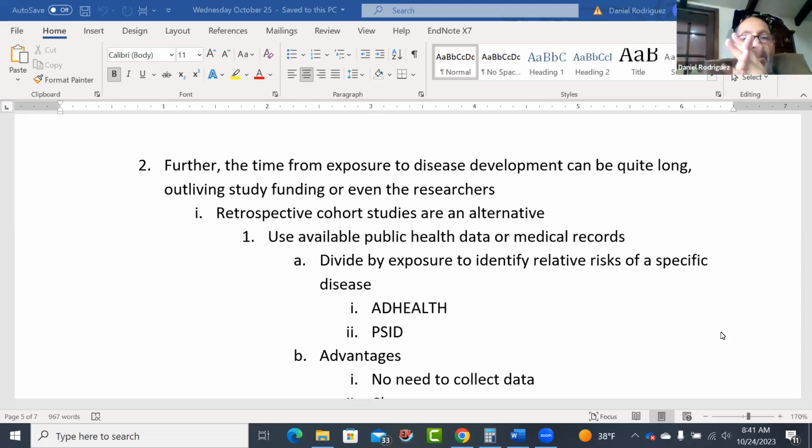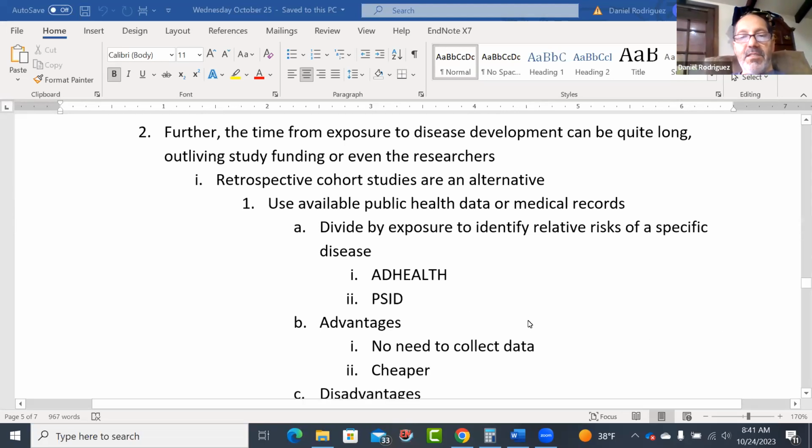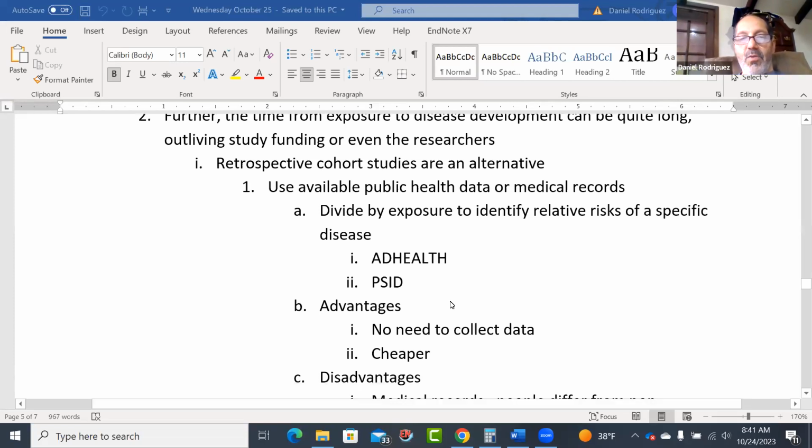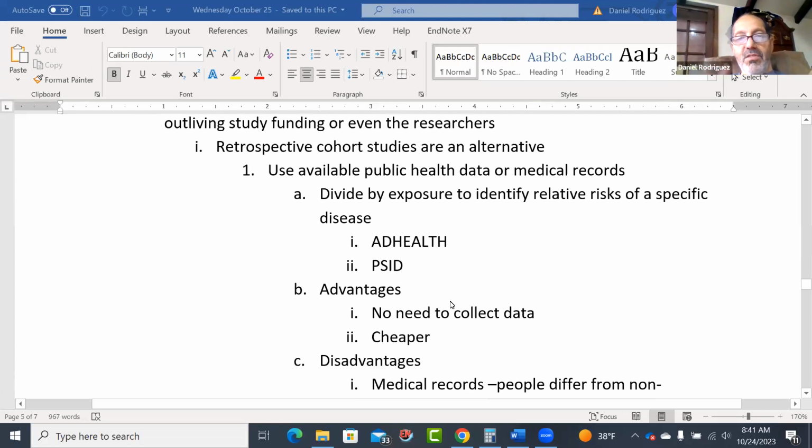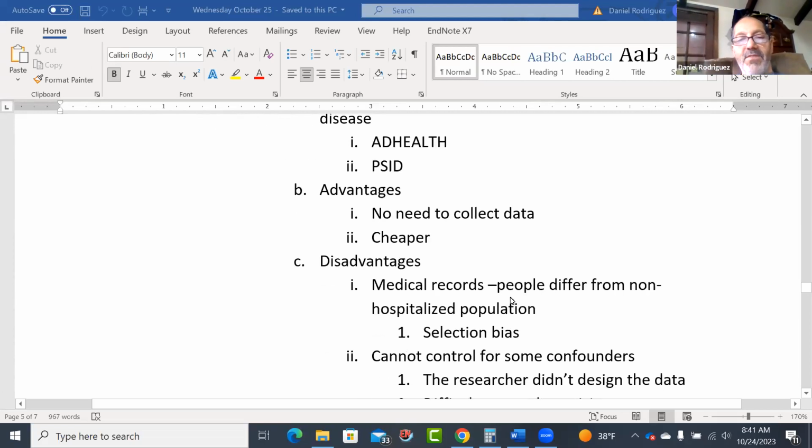So retrospective cohort studies are an alternative. Here we have data that have already been collected. The problem is that they were collected for some reason, not necessarily for the reason of our study. Examples are Adolescent Health, AdHealth, or the PSID. Some of you are aware of the PSID, a longitudinal cohort study. You don't have to collect data; it's cheaper, so that's an advantage. There are disadvantages as well.